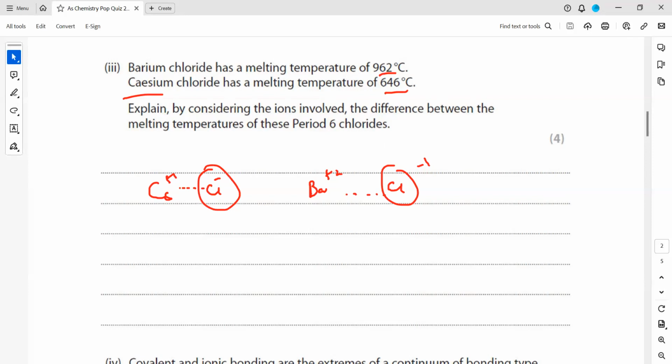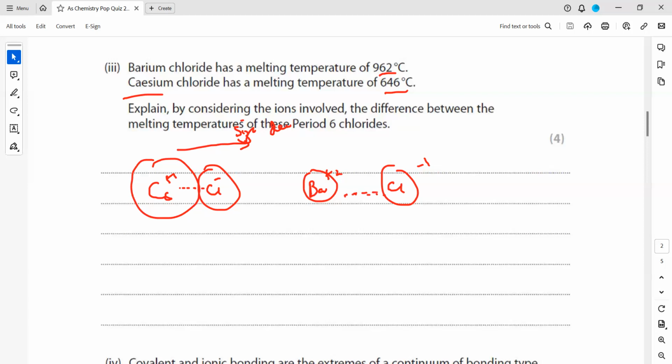Another thing, as we move across the period, the size of the ion decreases. So the barium ion is small as compared to that of cesium. So cesium will be larger, barium will be smaller. So again, this will also have a greater attraction. So the barium ion is smaller than the cesium. As a result, it will have a strong attraction. This attraction will be stronger.